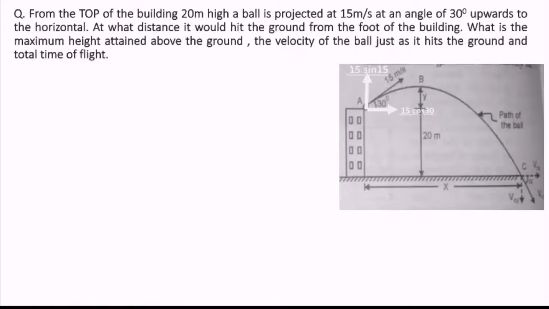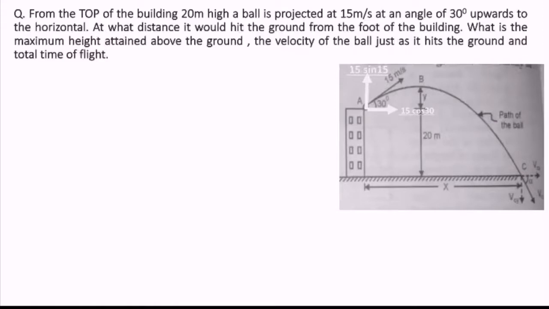Now just referring to the question which is asked, we first need to find out the distance y, that is the maximum height attained from the ground. So the maximum height attained from the ground will be 20 plus y. So my first unknown is the distance y, which is the distance from A to B in vertical direction. So let us first analyze motion from only A to B, that too in vertical direction.